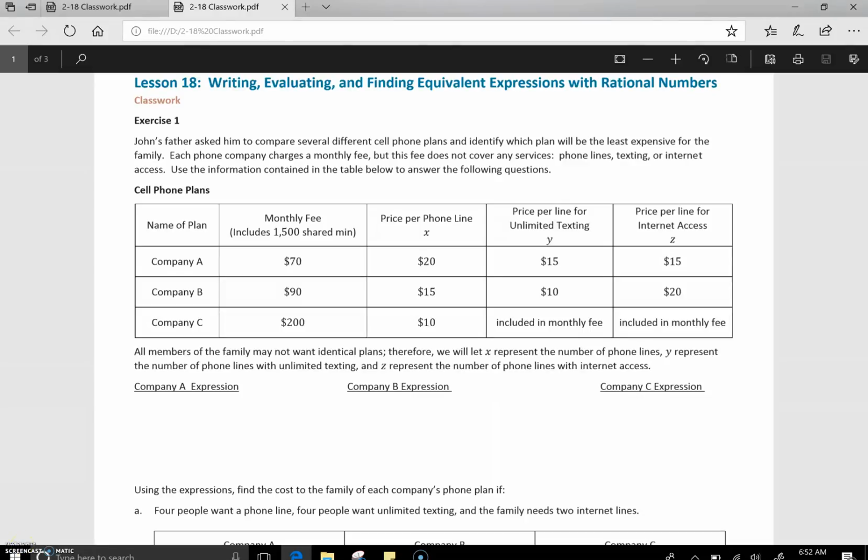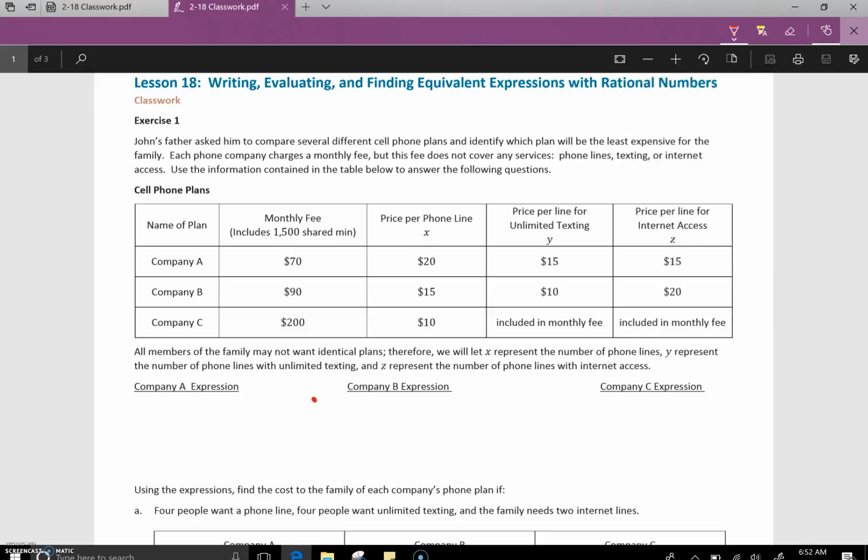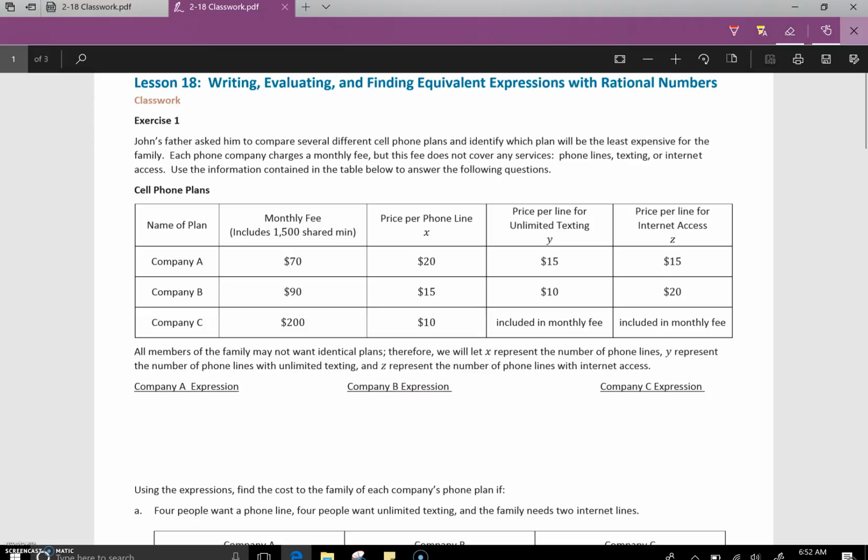All right, today's lesson 18, writing, evaluating, and finding equivalent expressions with rational numbers. I have a few exercises we're going to look at. And as always, if you don't have room on this note sheet, for instance, if you don't have room to write what I write down here, then definitely use an extra piece of paper and we can staple things together.